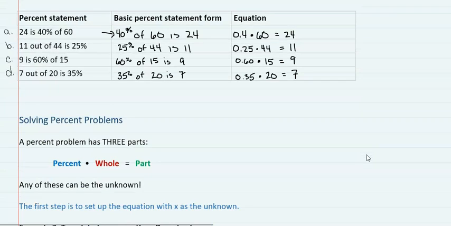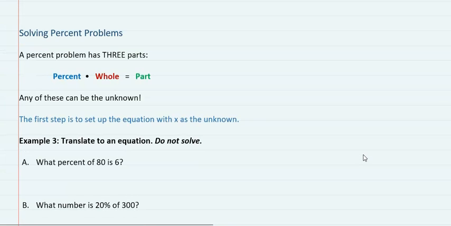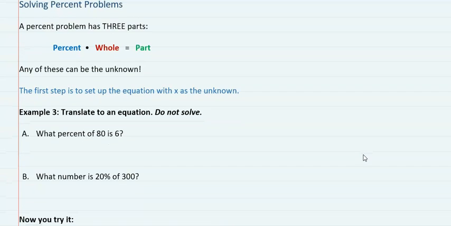All right, so let's move on to solving some percent problems. So remember, there are three parts to a percent problem. There's the percent, there's the whole, and there's the part. Any of these three things can be the unknown. So the first step is to set up an equation, just like we've been doing, but with x as the unknown. So we're going to practice this by just setting up an equation.